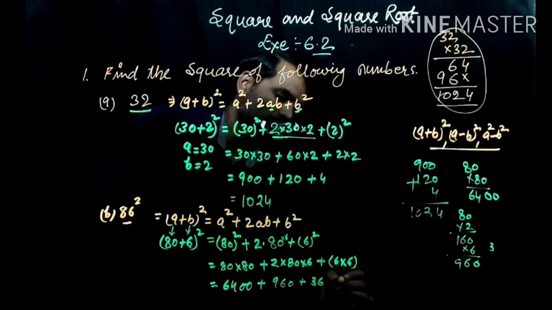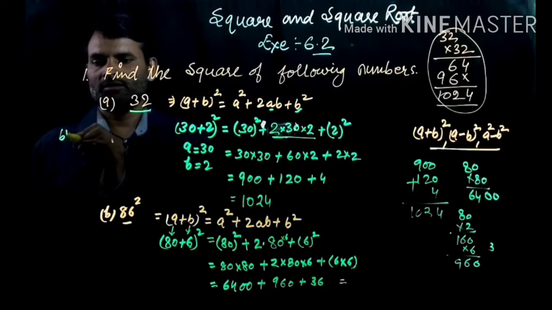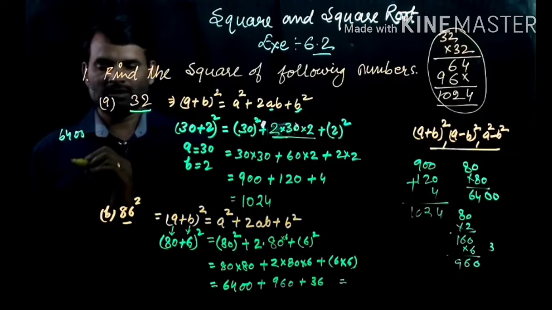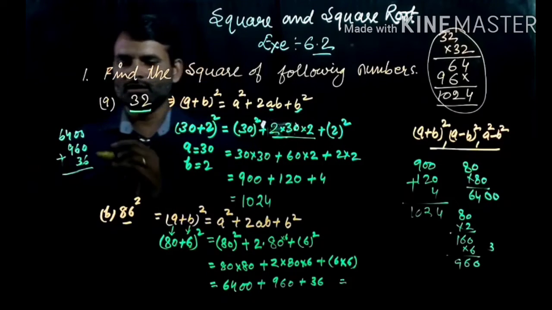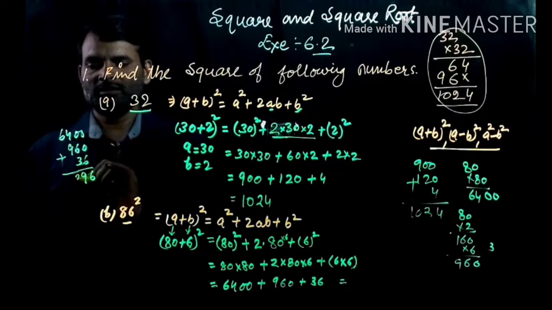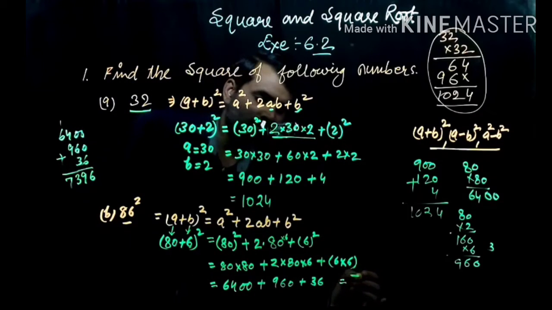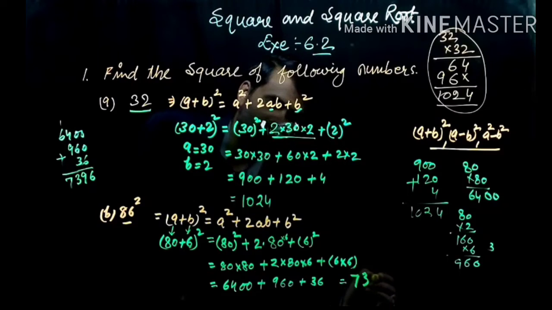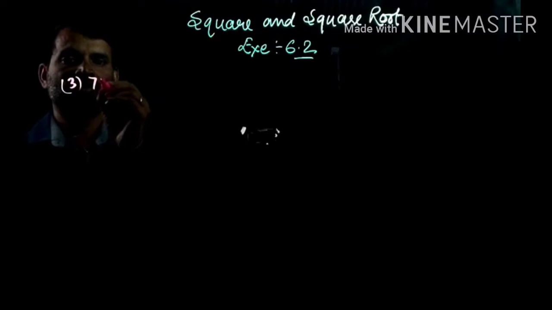Finally, we add the answer: 6400, 960 and 36. Adding them, the answer is 7396. Okay, question number 3 is 71.